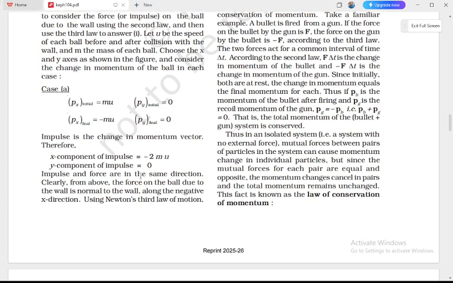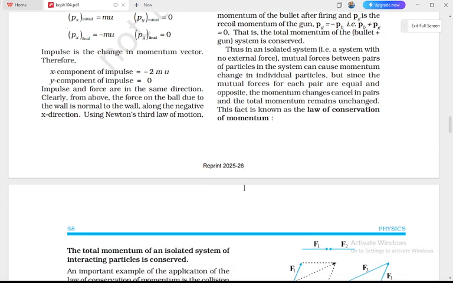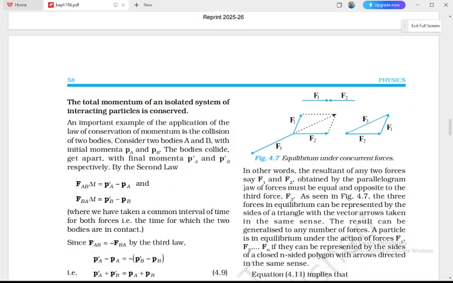The total momentum of the bullet and gun system is conserved. Thus, in an isolated system, a system with no external force, mutual forces between pairs of particles in the system can cause momentum change in individual particles. But since the mutual forces for each pair are equal and opposite, the momentum changes cancel in pairs and the total momentum remains unchanged. This fact is known as the law of conservation of momentum. The total momentum of an isolated system of interacting particles is conserved.